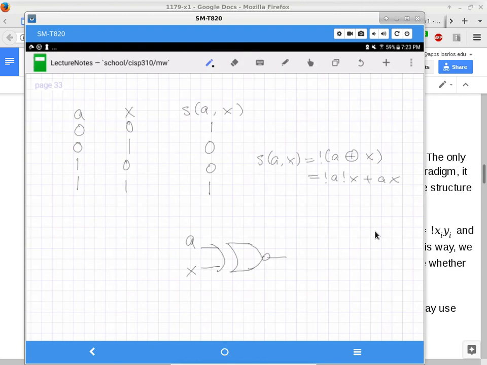The reason why we have negation of A and negation of X is because on the first row, A is a 0 and X is also a 0, but we want the conjunction to become a 1. The only way to make that conjunction a 1 is to negate A, negate X, and then do a conjunction of those two. This works for all four terms as well.